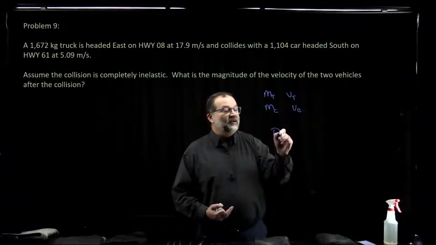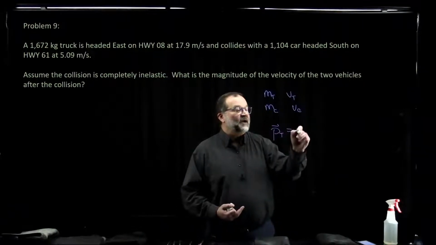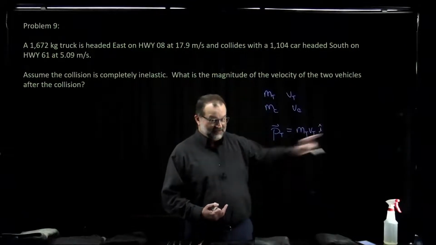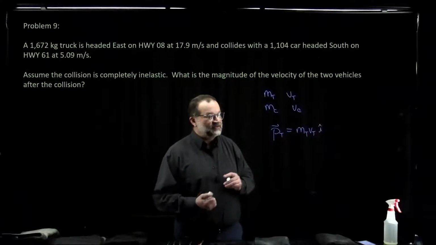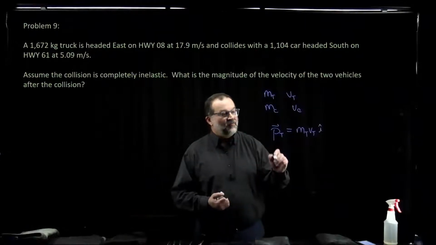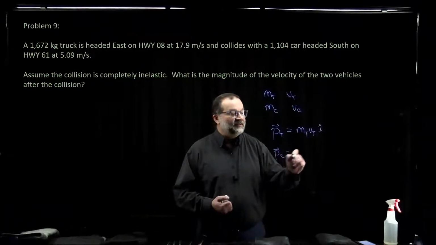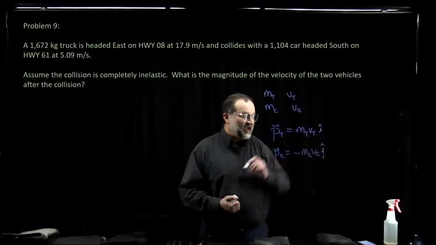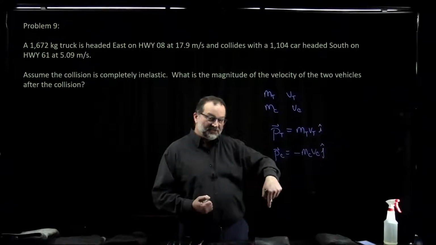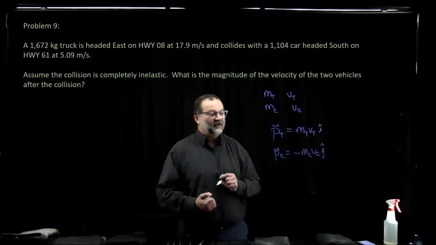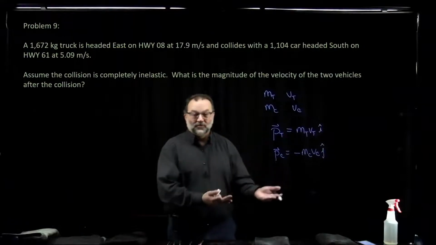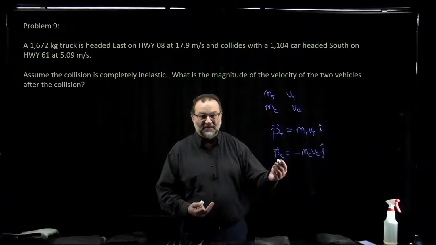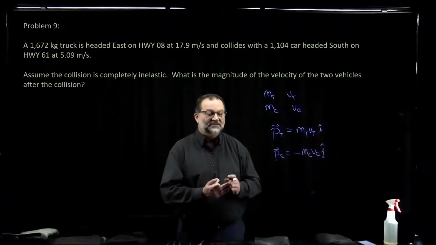So the momentum of the truck is the mass of the truck times the velocity of the truck, i hat, because it's headed east. The momentum of the car is minus the mass of the car times the velocity of the car, j hat, because it's headed south, which is minus j hat in our convention. So we know what we start off with: we know P_T, we know P_C, and they collide and stick together.